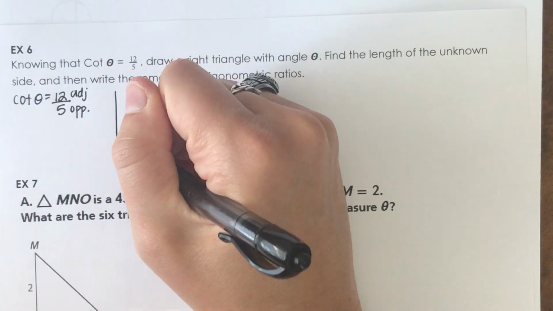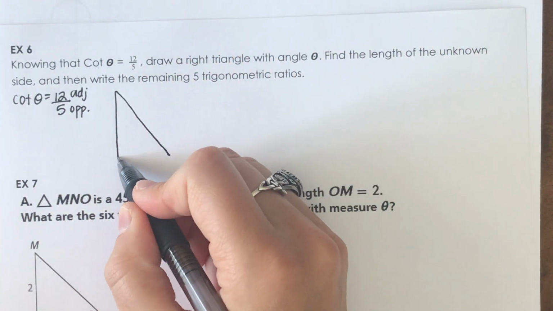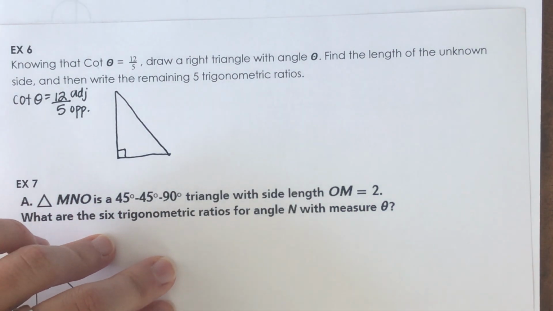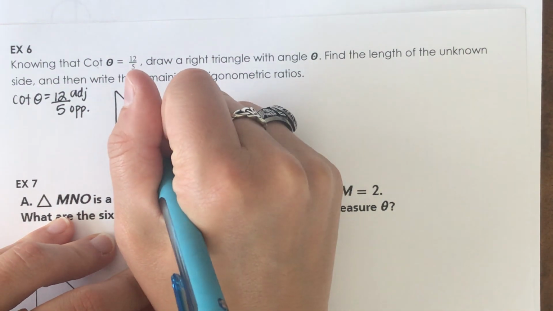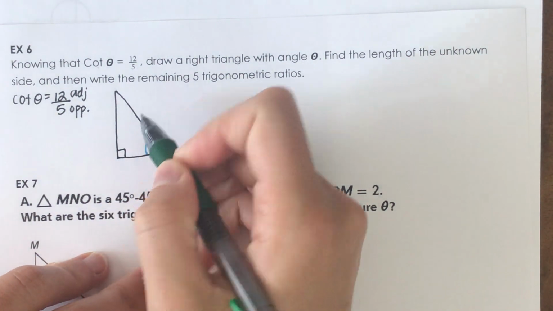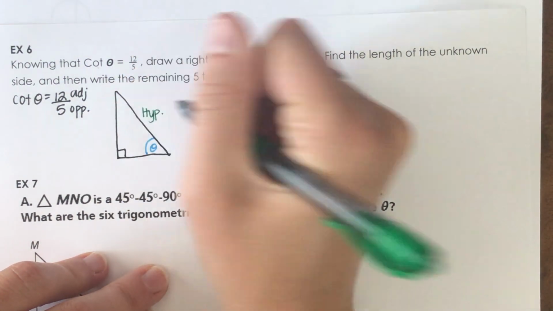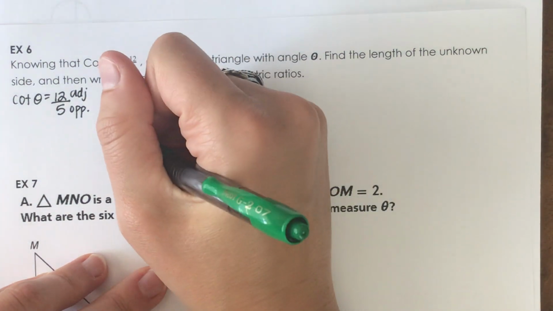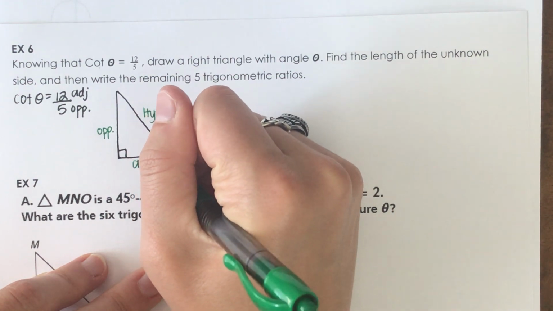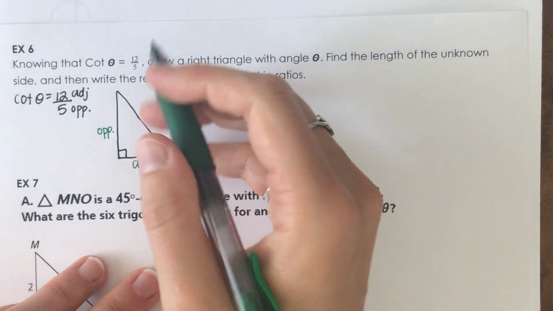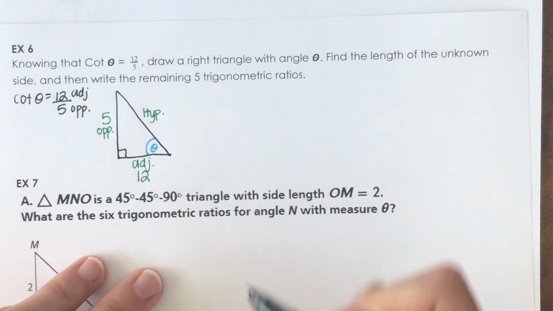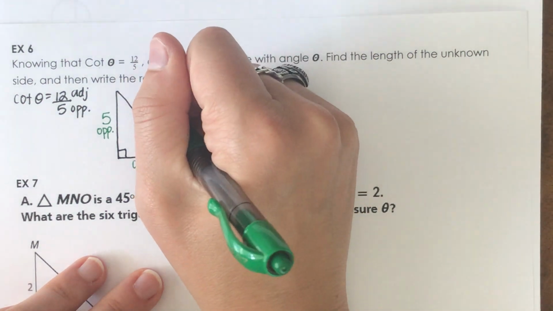So I'm going to draw myself a picture, a right triangle, put the right angle in. It does not matter where you put theta, but when you label your sides, that's what's going to matter. If I go across from the 90, that's my hypotenuse. If I go across from theta, that's my opposite. And if I go next to theta, that's my adjacent. So I already know that my adjacent is 12, so I'm going to put 12 in here. And I already know that my opposite is 5, so I'm going to put a 5 over here, which means I have to figure out what the hypotenuse is.